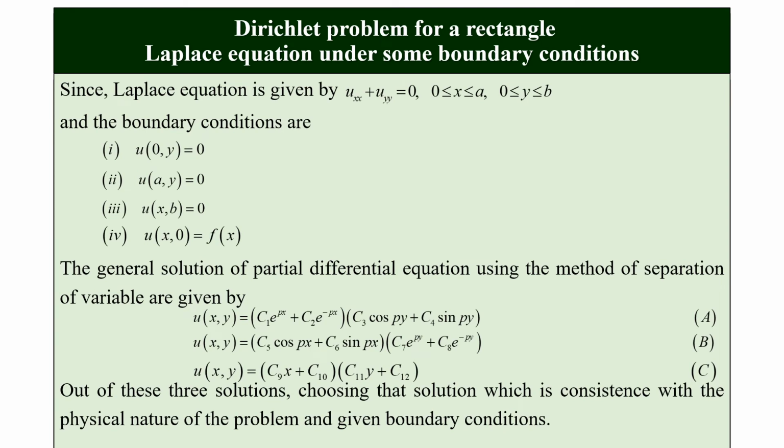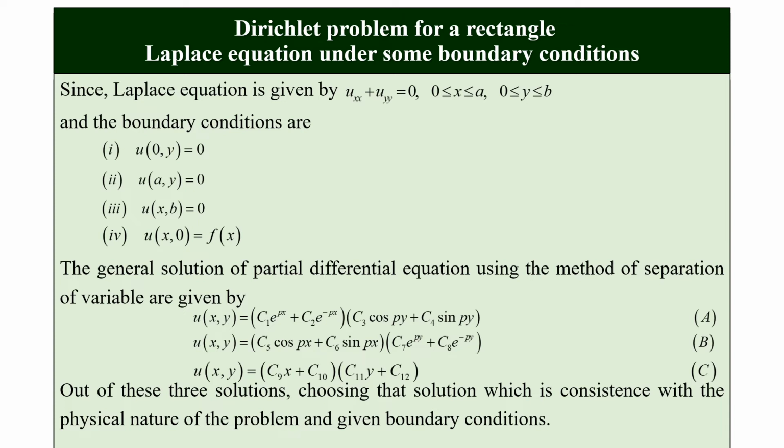So in the last we will solve the Dirichlet problem for a rectangle, that is, the Laplace equation under some boundary conditions. The Laplace equation is given by ∂²u/∂x² + ∂²u/∂y² = 0, where x varies from 0 to a and y varies from 0 to b, and the boundary conditions are given as follows.